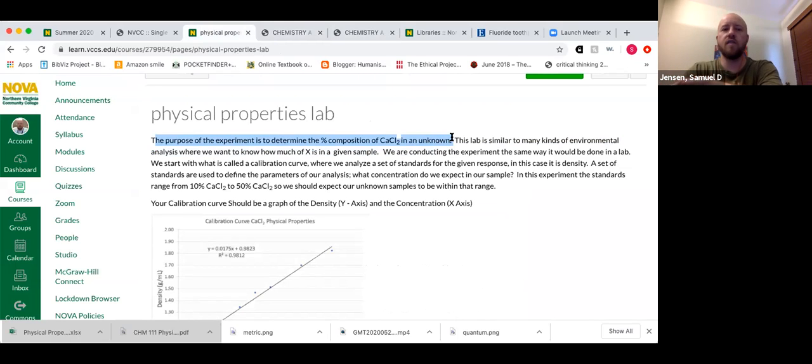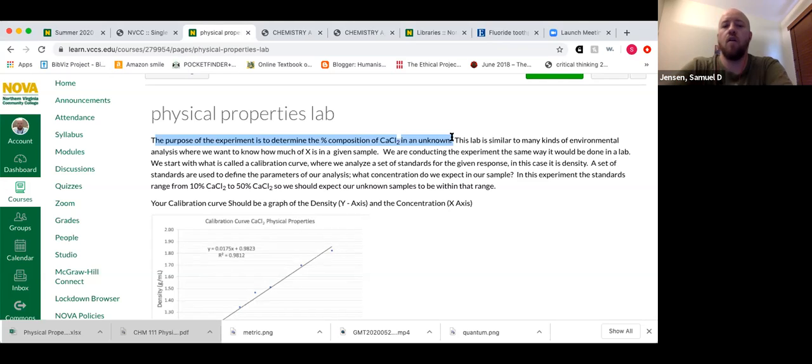All right, so this is very similar to what we would do in an environmental lab. When I worked in an environmental lab, we got in water samples. We already know that stuff is in there. We know there's calcium chloride in the sample, so it's not an unknown. We know it's in there. The question is, how much is in there?